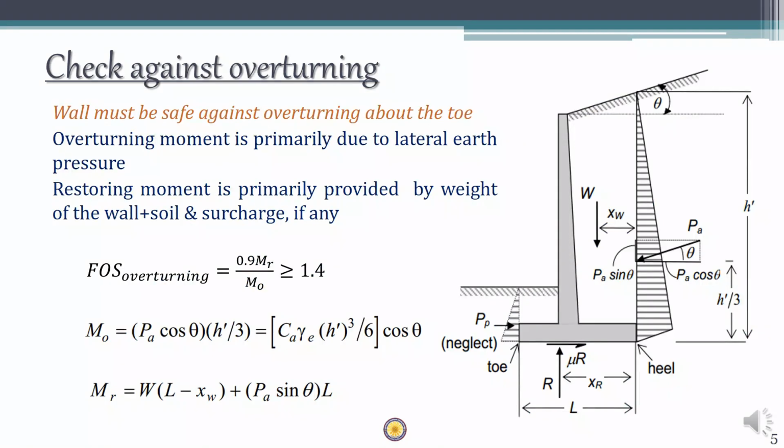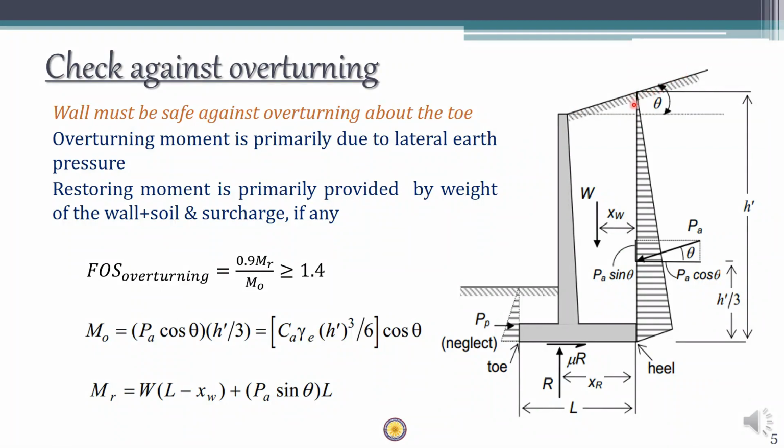Now let's see in detail how to find the factor of safety against overturning. It is to be noted that the overturning moment is primarily caused by lateral earth pressure, and the restoring moment is caused by the moment due to the weight of the wall, soil, and any surcharges. Here we see a cantilever retaining wall supporting an inclined backfill. You can see a slightly modified pressure diagram, wherein the pressure diagram is inclined at the same angle as the inclination of the backfill.